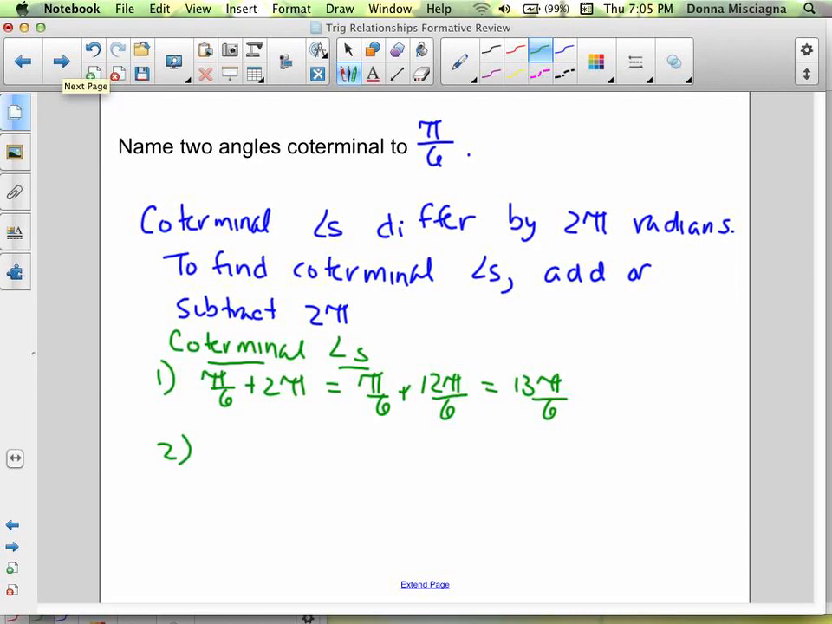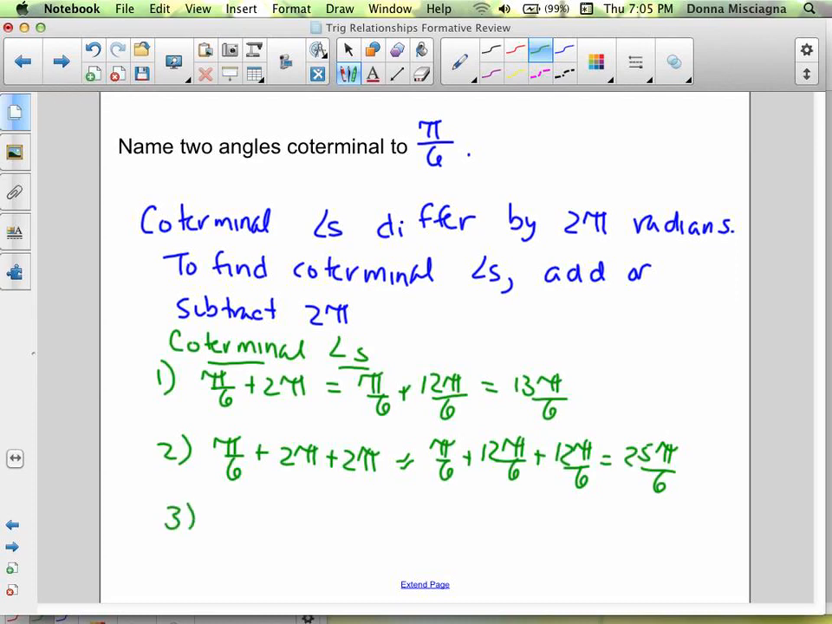We could add another 2 pi, right? So if we wanted to add another 2 pi, that would be a coterminal angle. Actually, maybe I'll do 3 coterminal angles. I'll do 2 positives. So if I were to add 2 pi twice, I would still have a coterminal angle, just a bigger one. So that would be the same as pi/6 plus 12 pi/6 plus 12 pi/6, which is going to be 25 pi/6.